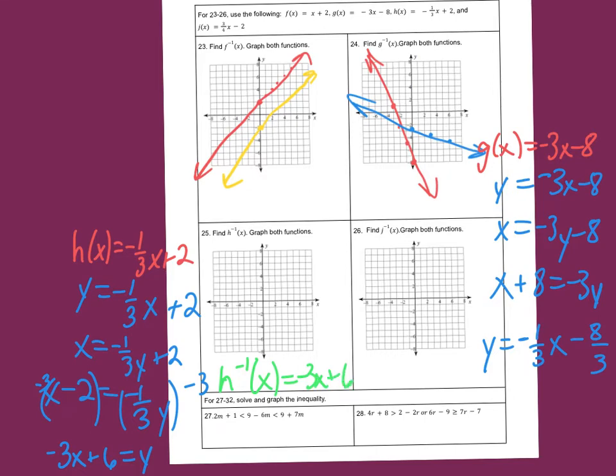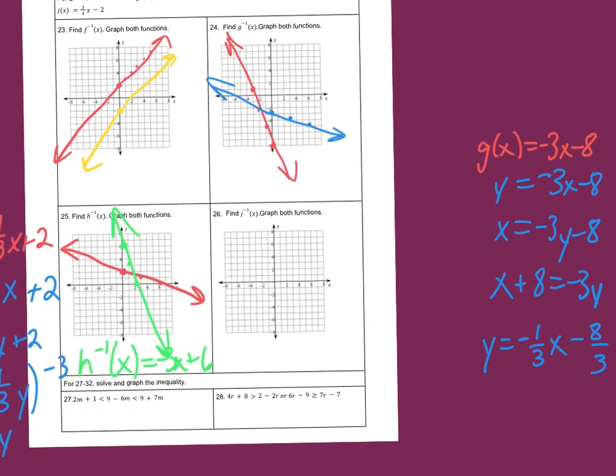Okay, so we need to graph both of them. The first one was -1/3. It looked like this. The next one was slope of -3, and it looked like this.